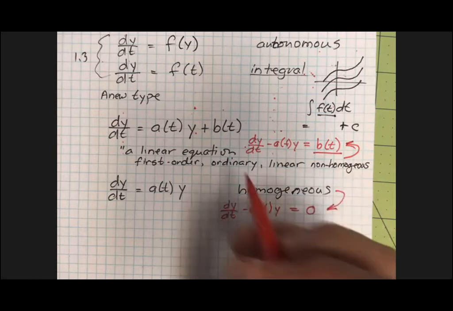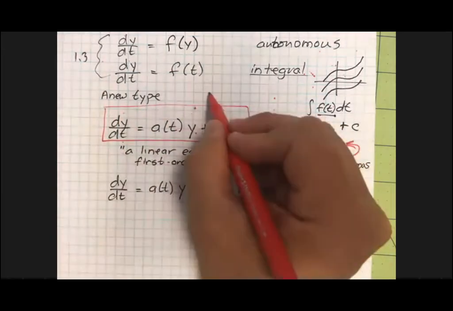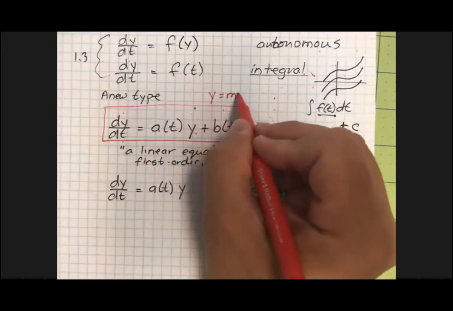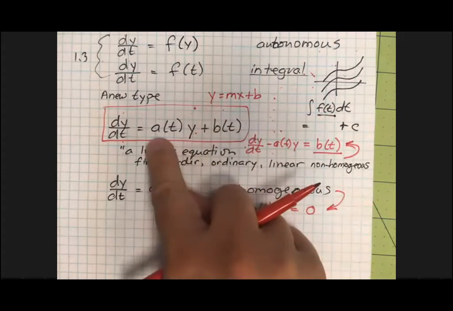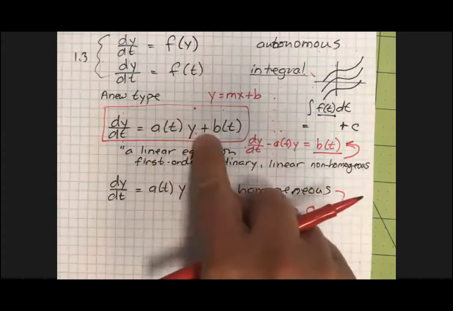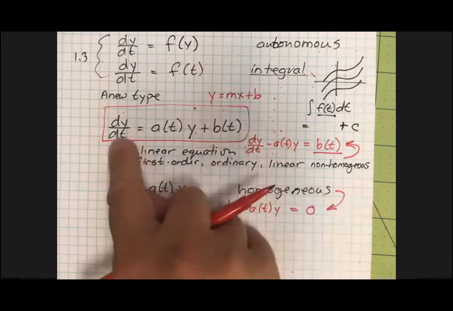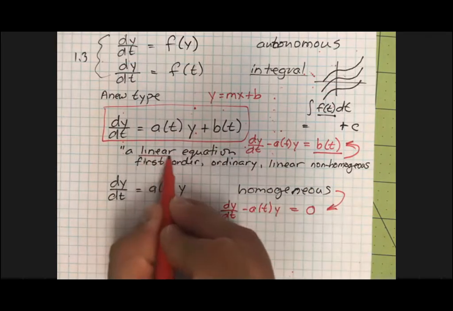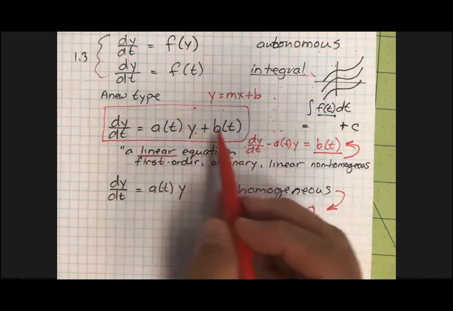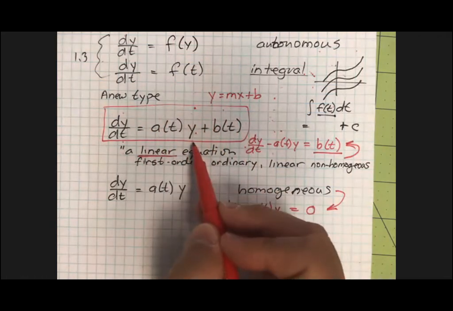Now you say you call this a linear equation. Oh, I see why he called it a linear equation, because it reminds me of what I used to write when I wrote lines. Well, it does in a way remind you of a line, something times y plus something, but it's not a line in that sense because a line is an algebraic equation. This is a differential equation. The linear here refers to the fact that y shows up in a very special way.